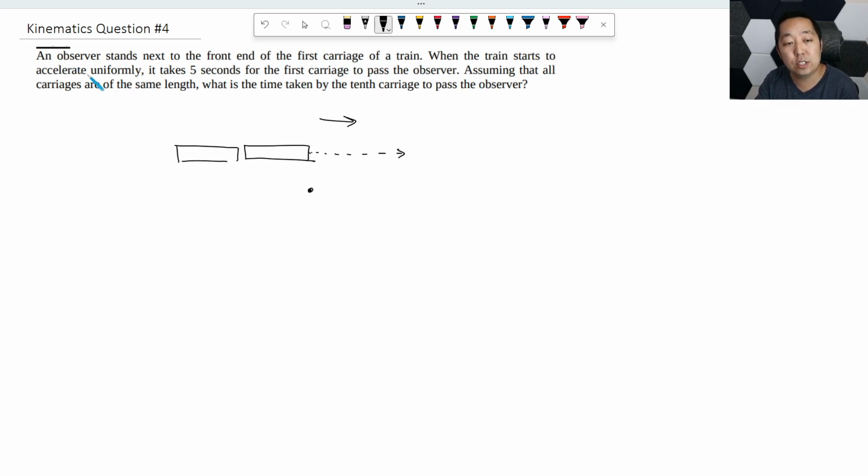Now, the train starts to accelerate uniformly, and uniformly means constant acceleration. That means we're going to use our kinematic equations, right? Because our kinematic equations are only applicable when the acceleration is constant. So we're going to assume the initial velocity is 0, because we're going to assume that it starts from rest. Otherwise, we probably can't solve it.